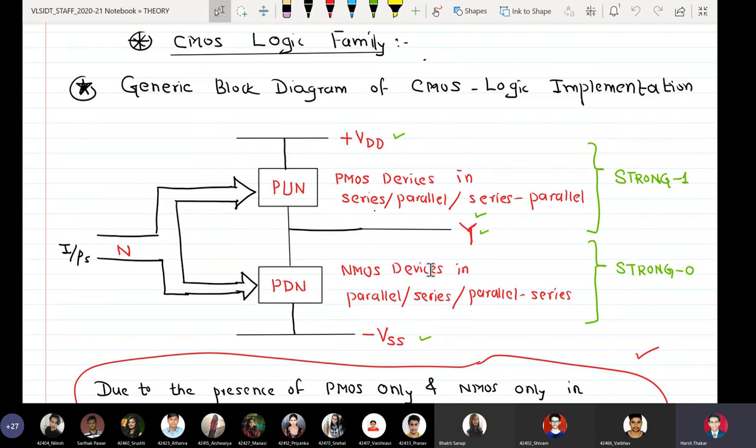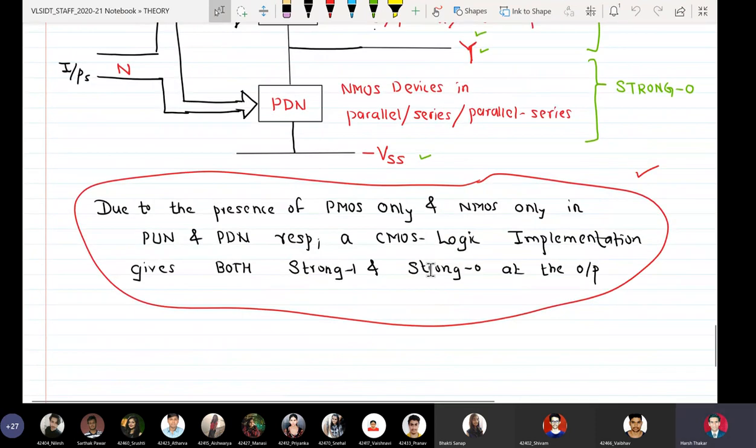If this happens, then because of the pull-up network between Y and VDD, I will get a strong 1. Because NMOS devices are there in the pull-down network, I will get a strong 0. That is why we made a comment: due to the presence of PMOS only and NMOS only in the pull-up network and pull-down network respectively, a CMOS logic implementation gives us both strong 1 and strong 0 at the output. This was the sum and substance of yesterday's discussion.